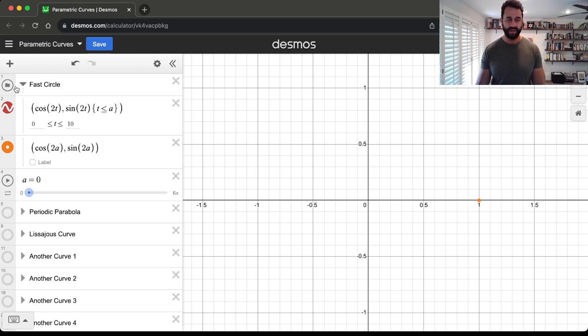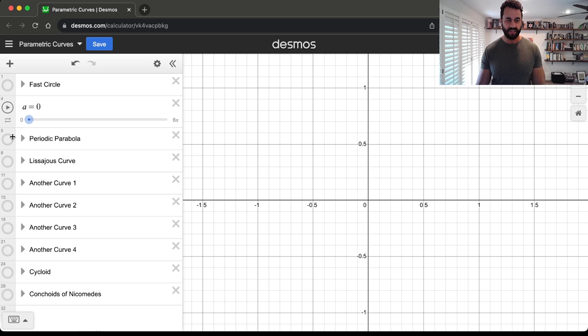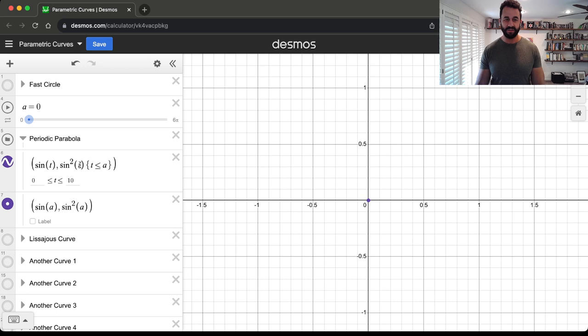All right, now let's look at something cute. This is what I call a periodic parabola. So here are the parametric equations for it. Sine of t is the x coordinate, and sine squared of t is the y coordinate. Before I show you the picture and what it looks like, actually, I'll show you the picture first. Watch. Let's vary the parameter here. It goes up, comes back down, and goes back and forth.